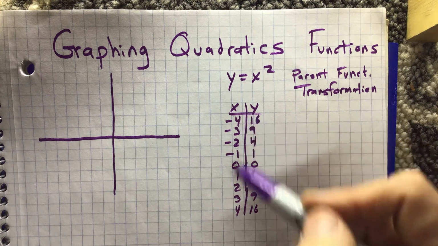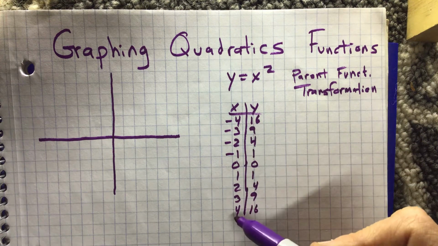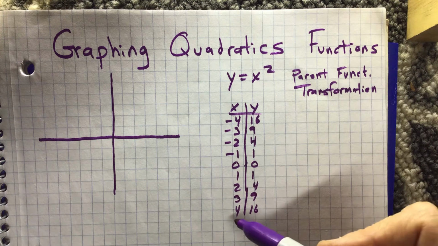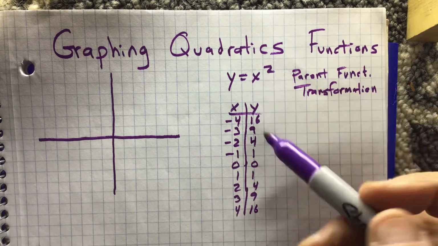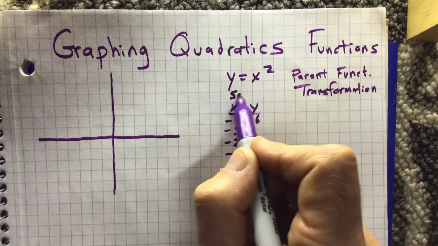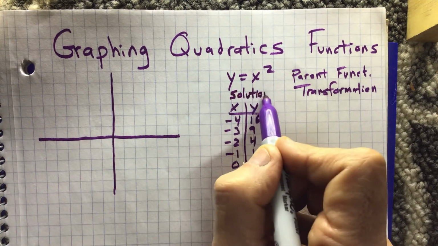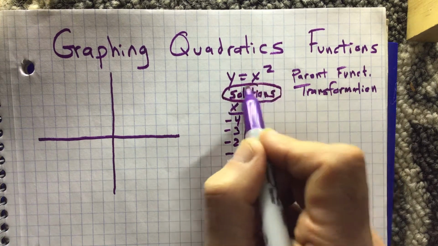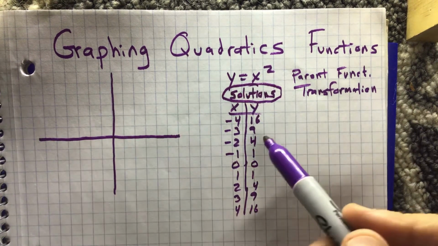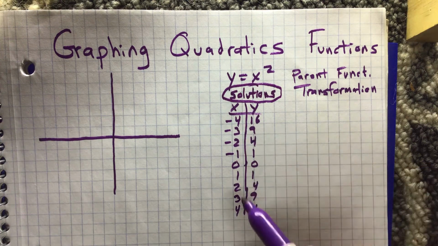So my domain, the numbers I can plug in, are infinite. I can plug in anything I want. I can plug in 100 and then square it. So every input has an output. So these are the solutions, and that's what we're concerned with, is solutions. That's everything in algebra, is the solutions. And the graph is just a representation of all these solutions.